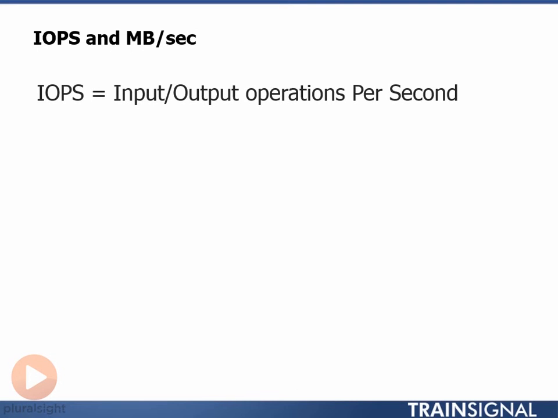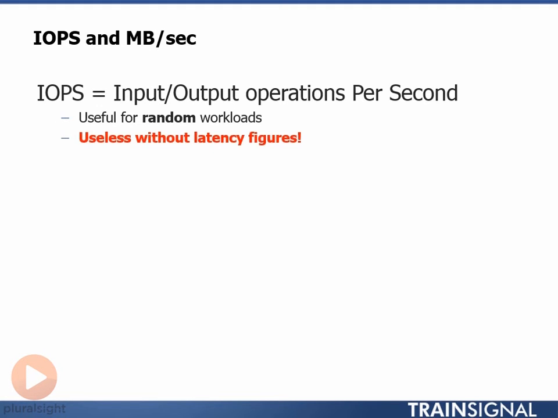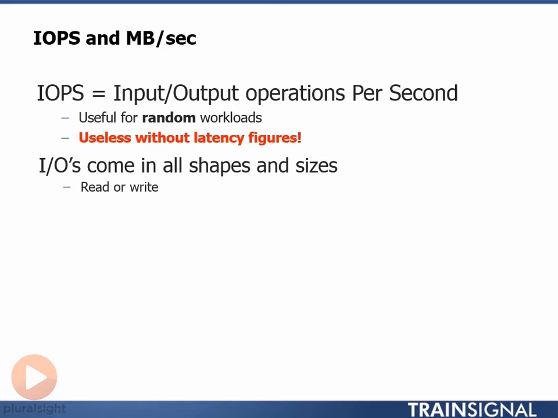IOPS is an acronym for Input-Output Operations per Second, and it's pretty useful at measuring random workloads. But, and I can't stress the following enough, IOPS numbers are absolutely useless without associated latency figures. Also, IOPS literally come in all shapes, sizes and types. So just as IOPS is useless without latency figures attached to it, it's also not much use without detail regarding the type of I/O. Read-write, big, small, and random or sequential.